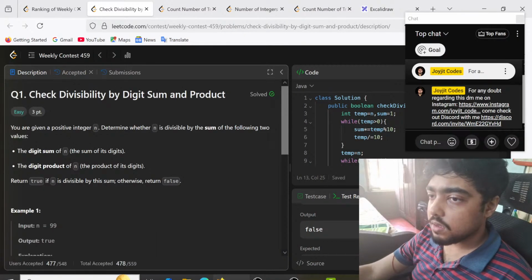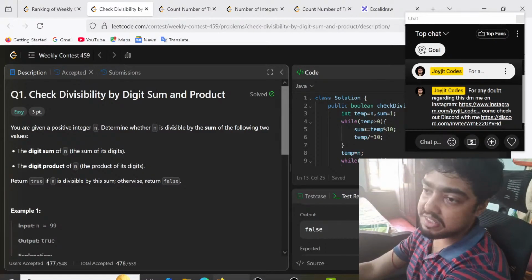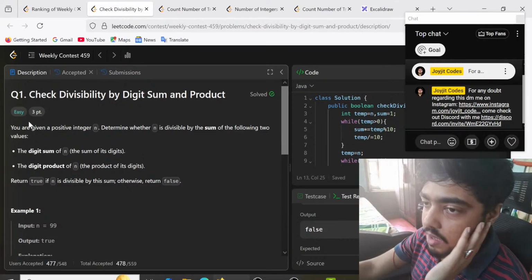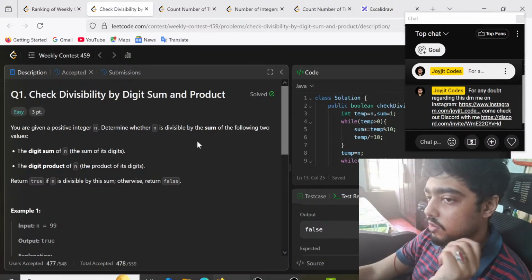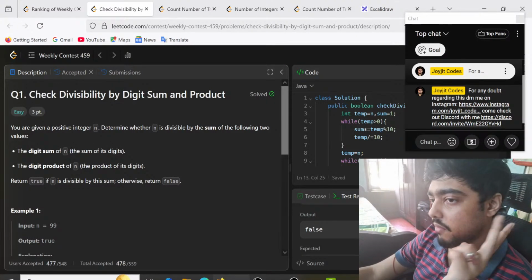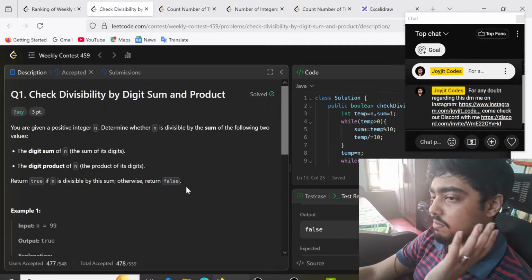Okay, so let's go with the first problem. It is very easy, very simple and very easy. You're given a positive integer n, determine whether n is divisible by the sum of the two following things: the digit sum of n and the digit product of n. Return true if n is divisible by this sum, otherwise return false.